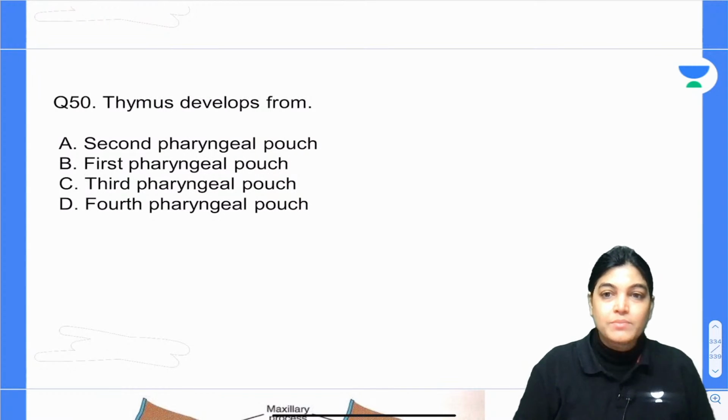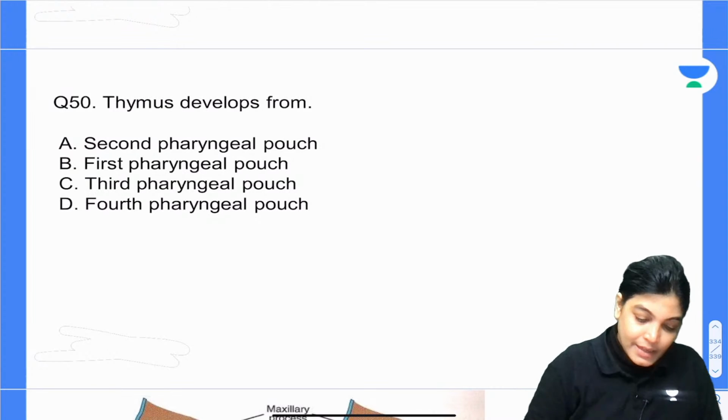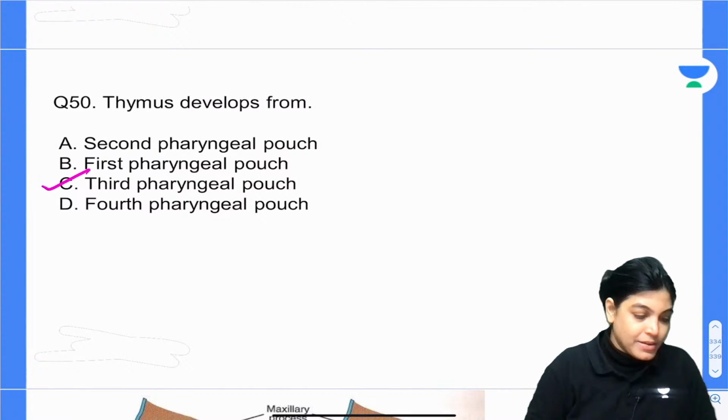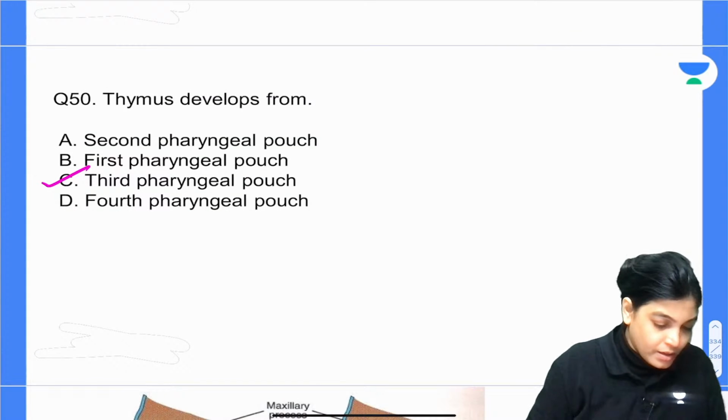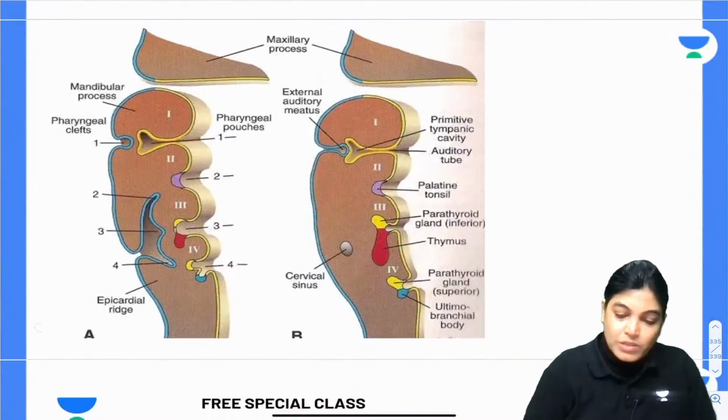Okay, what is the correct answer? Please mark the correct answer. So, actually the correct answer is third pharyngeal pouch. Third pharyngeal pouch. Okay, so it's the third pharyngeal pouch.